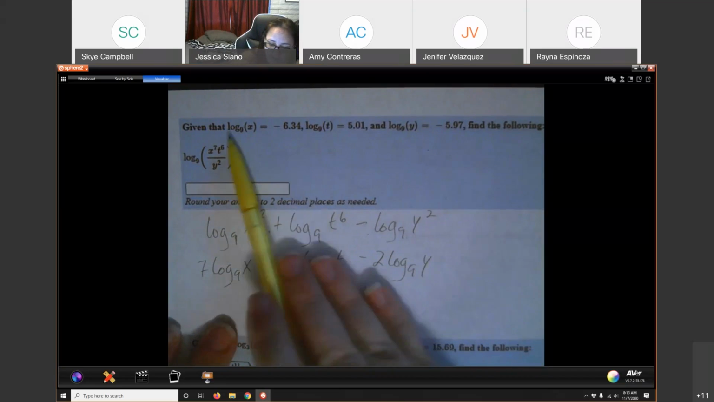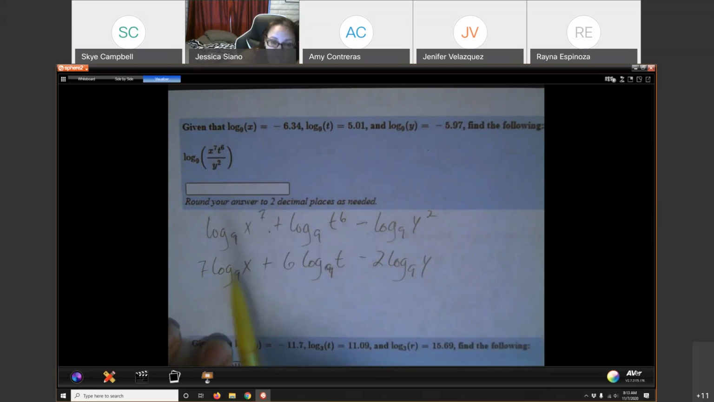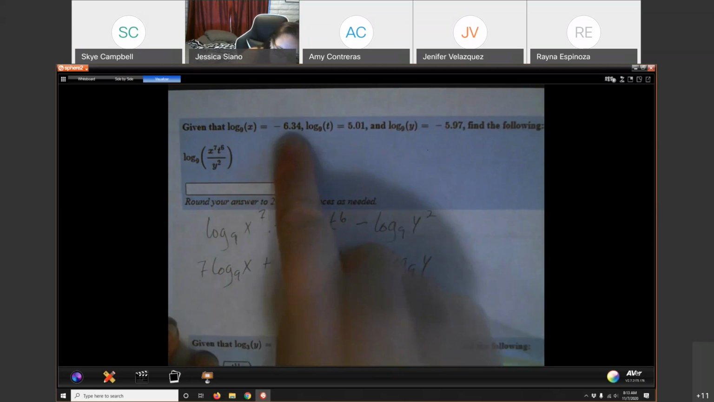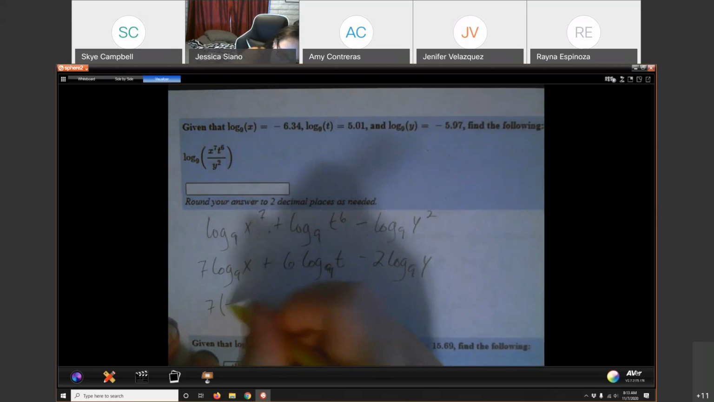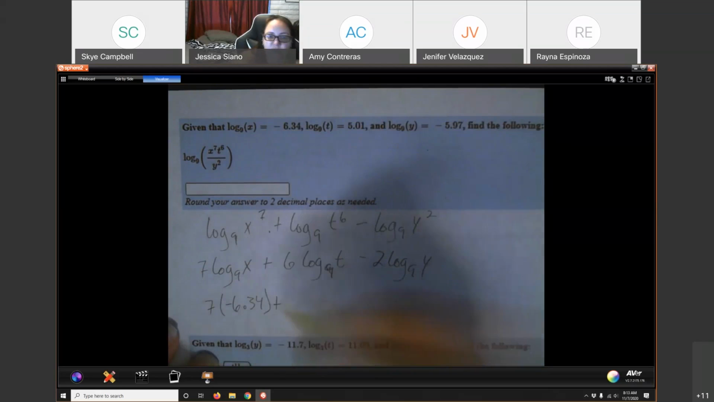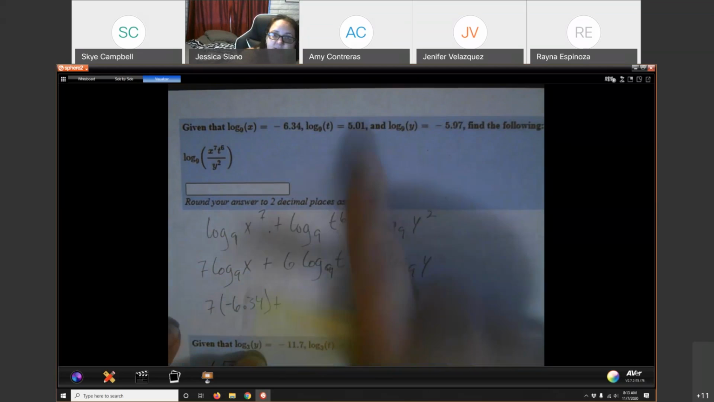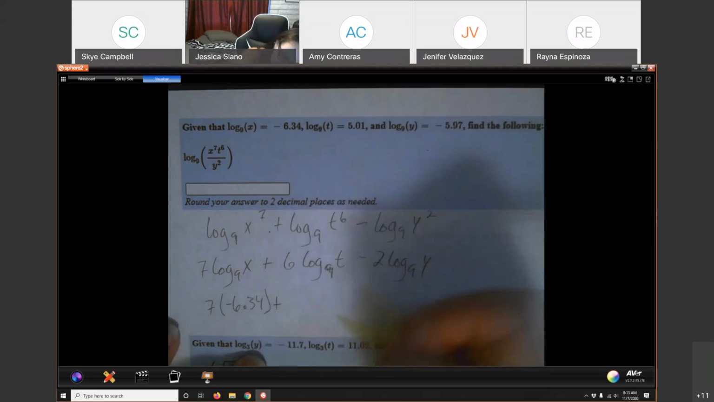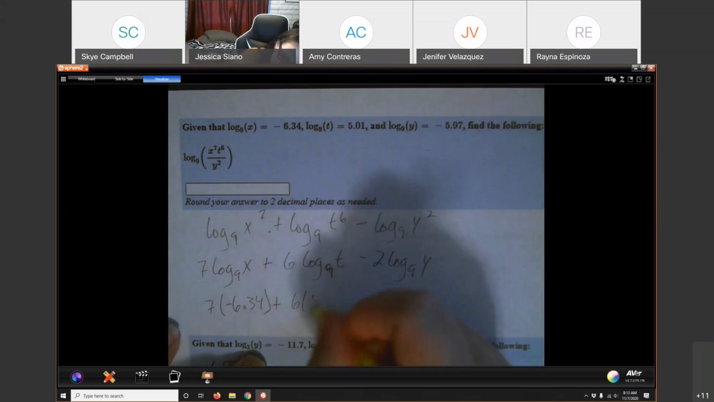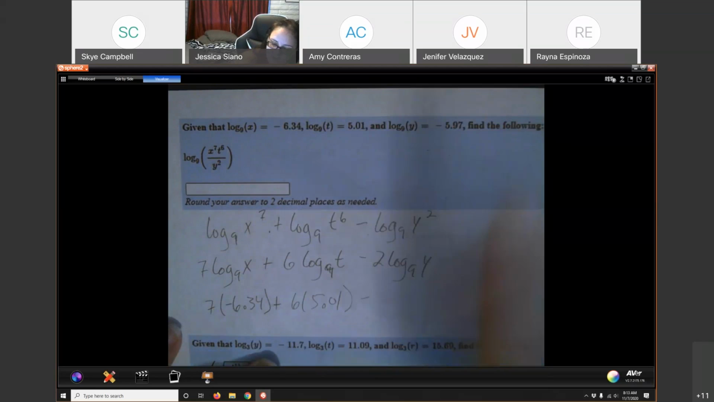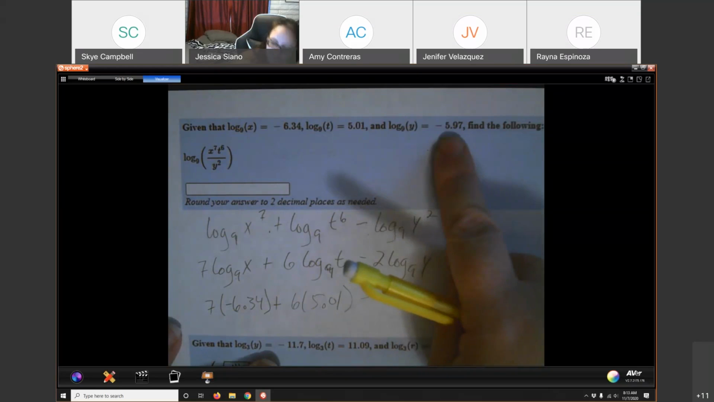Now, I'm going to look at what they gave me. So I know that the log base 9 of x is the same as negative 6.34. So this is 7 times negative 6.34. The log base 9 of t is the same as 5.01. So that's 6 times 5.01. The log base 9 of y is the same as negative 5.97.